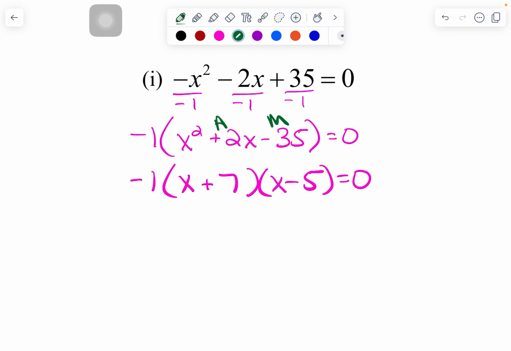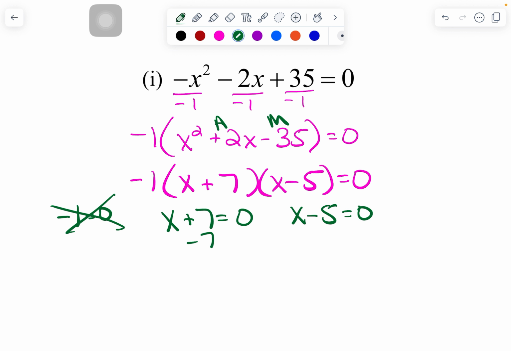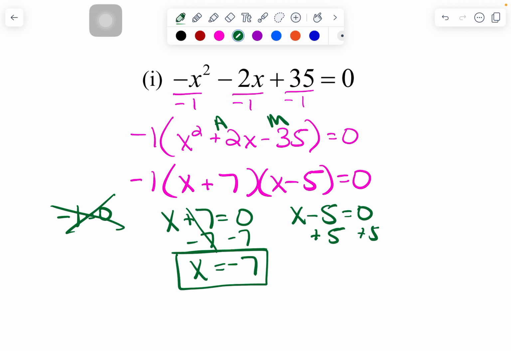Speaking of normal stuff that we've been doing, we're going to take each factor and set it equal to 0. I'm ignoring the -1. If you want to see why I'm ignoring the -1, it goes back to that problem we did a couple times ago. -1 cannot equal 0, so that's not a solution. But I can solve for x by subtracting 7 from both sides. So x equals -7. And if I add 5 to both sides, that's going to be x equals 5.